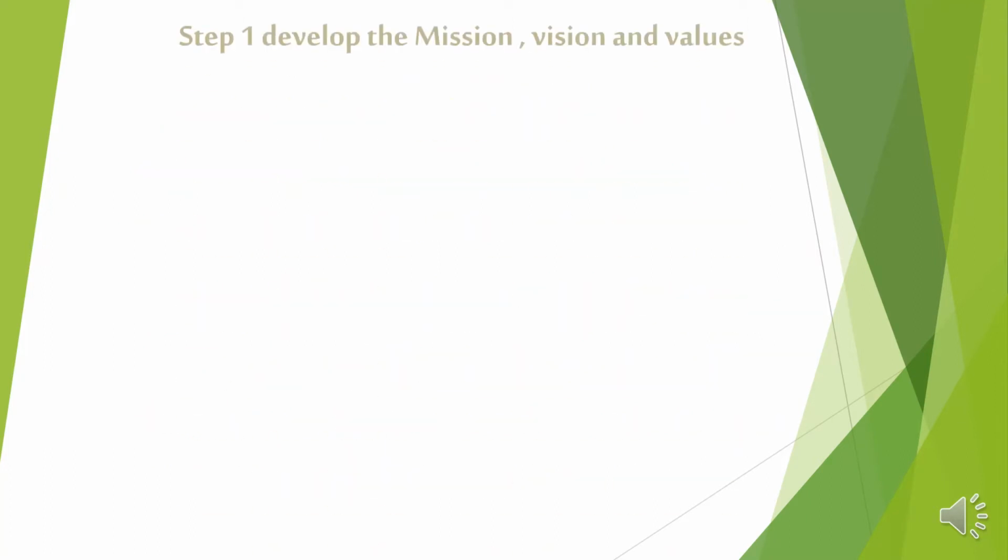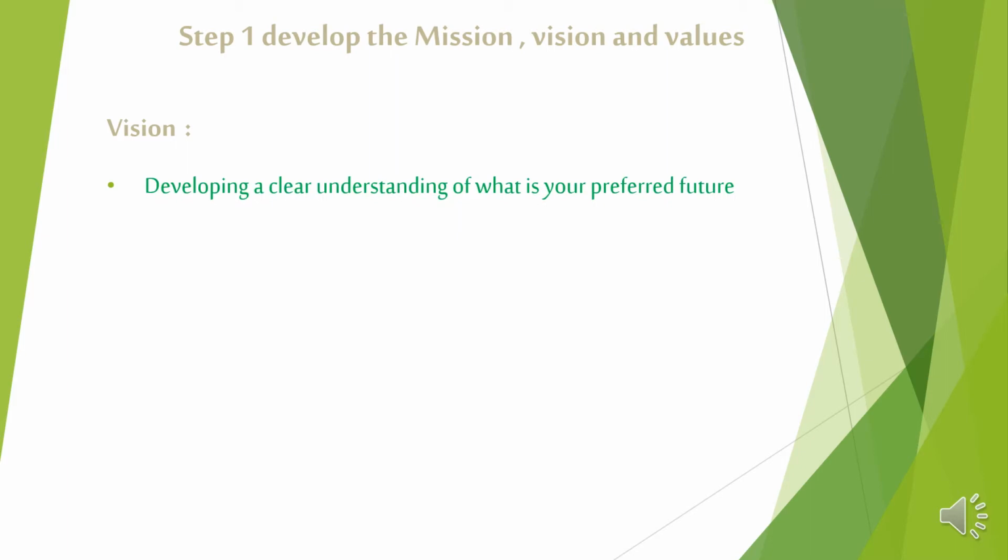What are the steps we are using to develop a strategic plan? I will make it very easy for you. Number one, you have to develop mission, vision, value statement. How? I will give you here the definition of each one and an example for a mission, vision, value. What's the vision? The vision is a clear understanding of your preferred future. What would you like to be in your future? What's your dream? What you are looking for, this is your vision. What you are dreaming of, this is your vision.